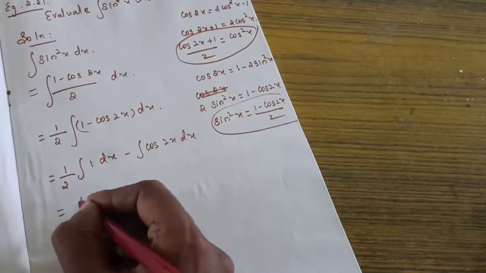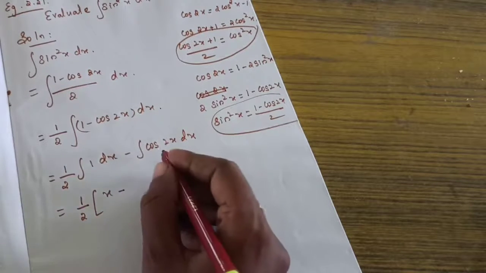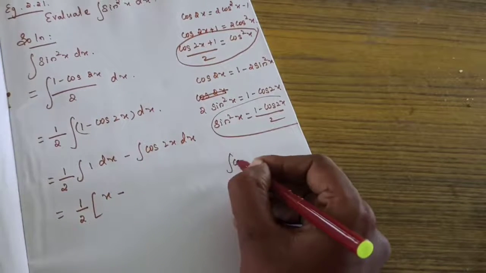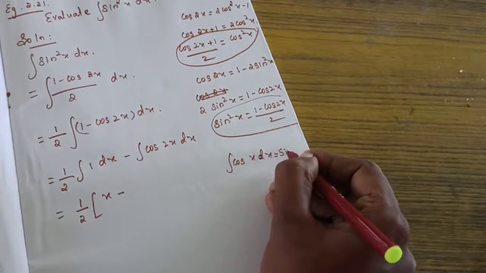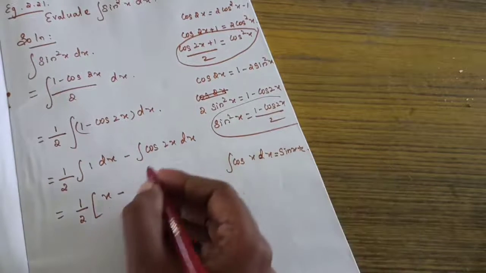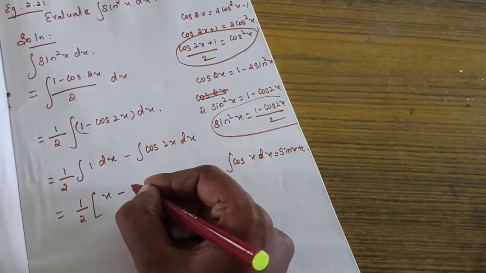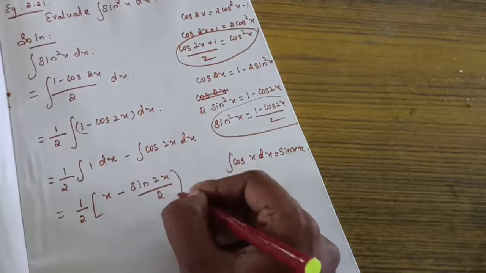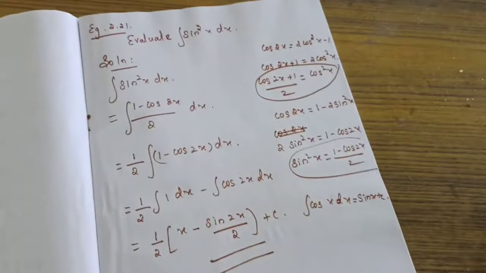That's equal to 1 by 2 into, what's the integral of 1 dx? x, minus, what is cos 2x? Cos x, what's the formula? Integral of cos x dx is sin x plus c. Correct? Now here it is cos 2x. So what will you do? We will divide by the coefficient of x also. Okay, same procedure. So minus sin 2x divided by, what's the coefficient? By 2 plus c. That's the answer. Have you got it? So you want to be very careful.